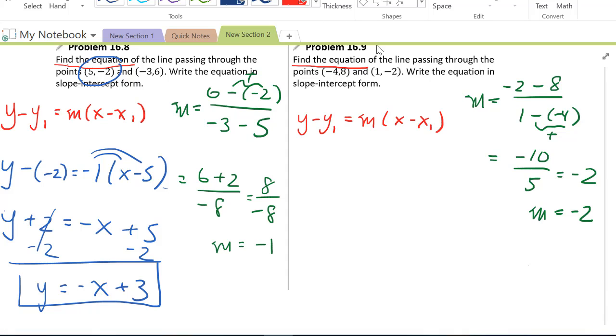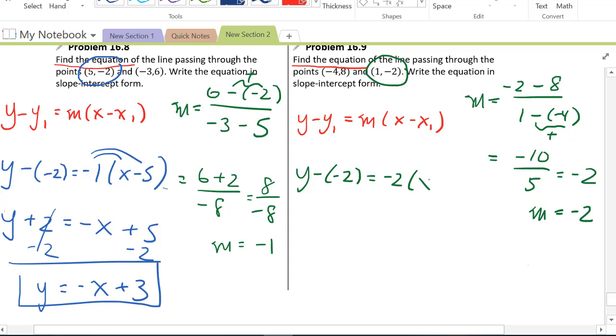Pick a point. This time I'm going to use this point to plug in, okay? So I'm going to say y minus negative 2 equals negative 2 times x minus 1. And again, if you want to practice, use this one to practice, and you should see you get the same answer as me. So why did I use (1, negative 2)? Like I said, normally you want to pick the point that has the smaller numbers, right? That's why I picked (1, negative 2). But you can use (negative 4, 8). You should get the same answer.